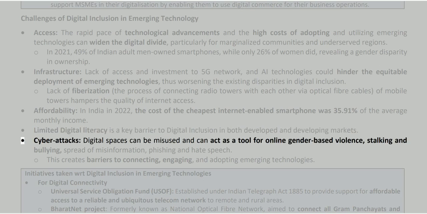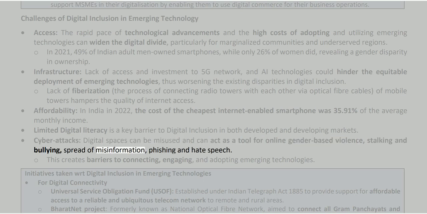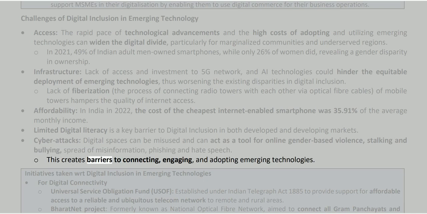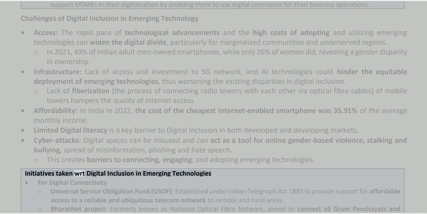Cyberattacks. Digital spaces can be misused and can act as a tool for online gender-based violence, stalking and bullying, spread of misinformation, phishing and hate speech. This creates barriers to connecting, engaging, and adopting emerging technologies. Initiatives taken with respect to digital inclusion in emerging technologies.